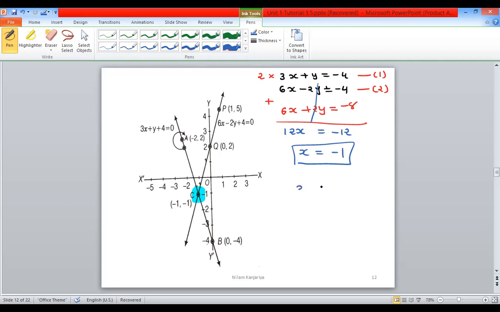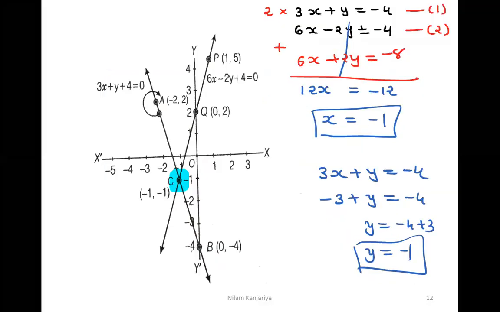This is 3x plus y is equal to -4. I put x is equal to -1. So -3 plus y is equal to -4. y is equal to -4 plus 3. So y is equal to -1. Look here. By elimination, I got the x and y both.